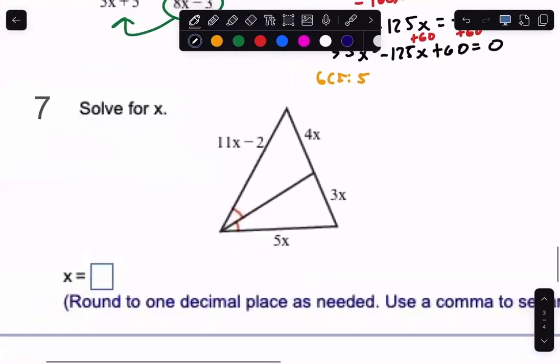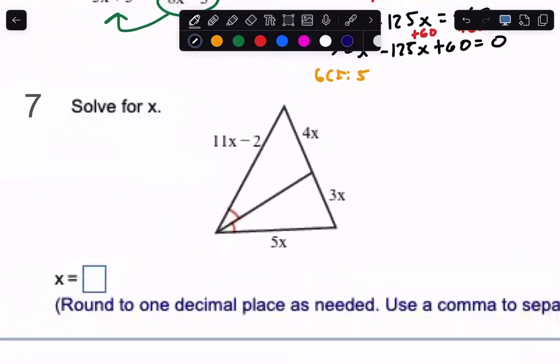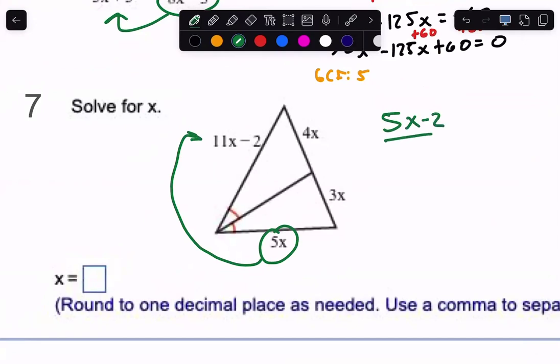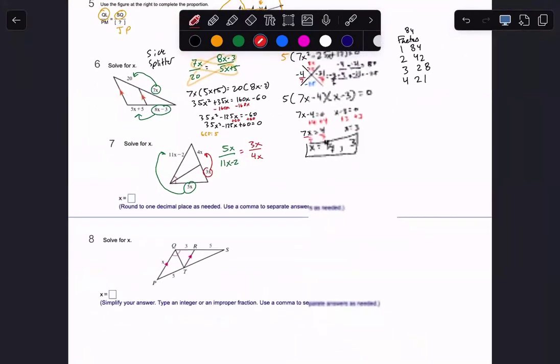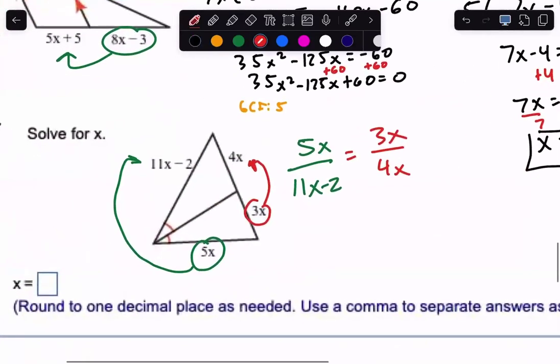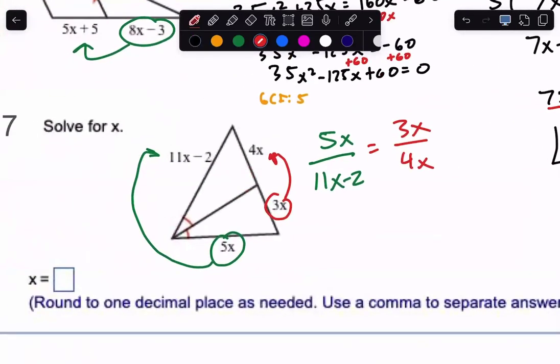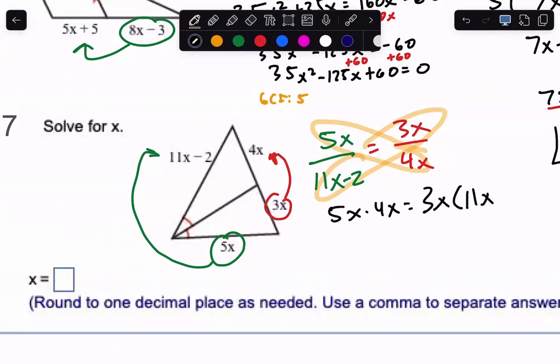Okay, number 7, we're going to use the last theorem. So 5x is proportional to 11x minus 2, and then 3x is proportional to 4x. And then we just got 2 more, then we're done. Cross multiply. 5x times 4x is equal to 3x parentheses 11x minus 2.